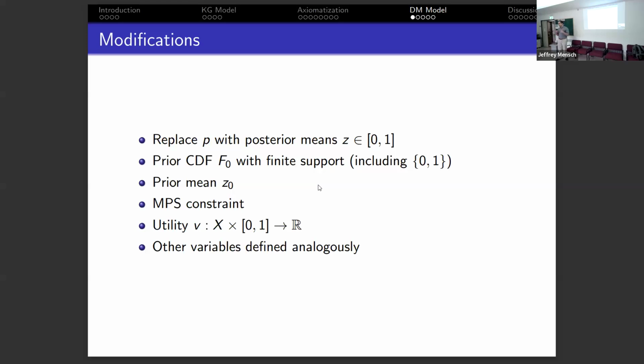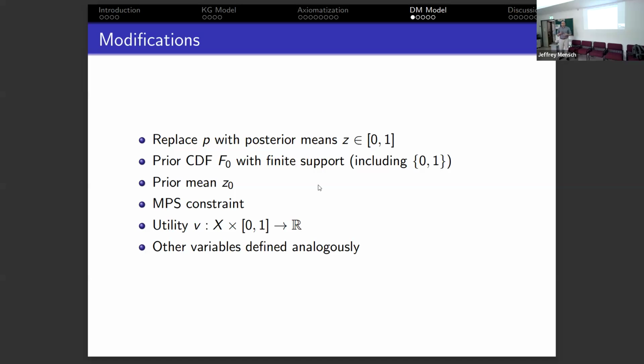So we're going to replace our focus on posteriors with a focus on posterior means, which I'm going to include without loss to be the interval 0, 1. There's a prior CDF F0 with support on that interval. I'm going to assume again without loss that it includes the endpoints of that interval. What would be the posterior mean? So I'm giving an interpretation of what the states are: now they have a scalar value on the real line. So the states are points on the real line.